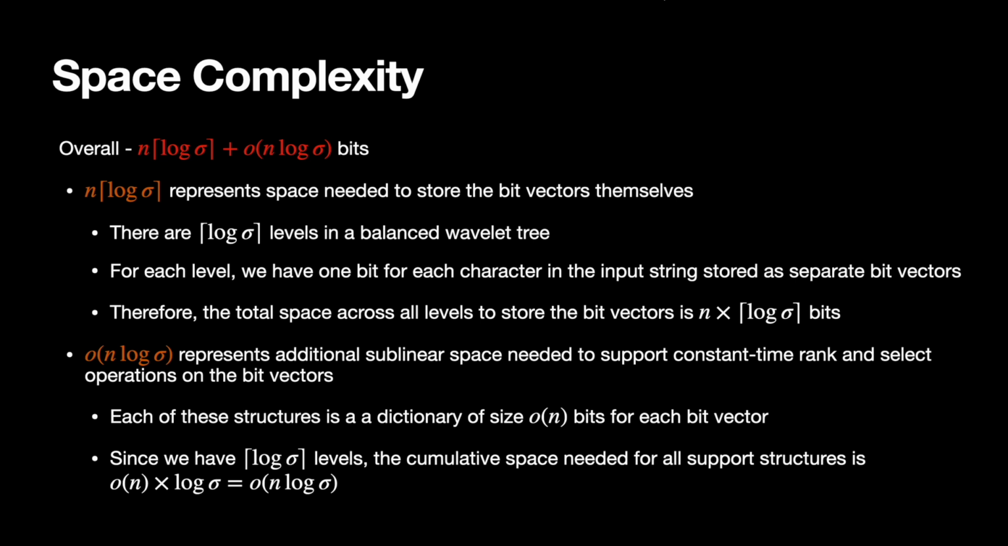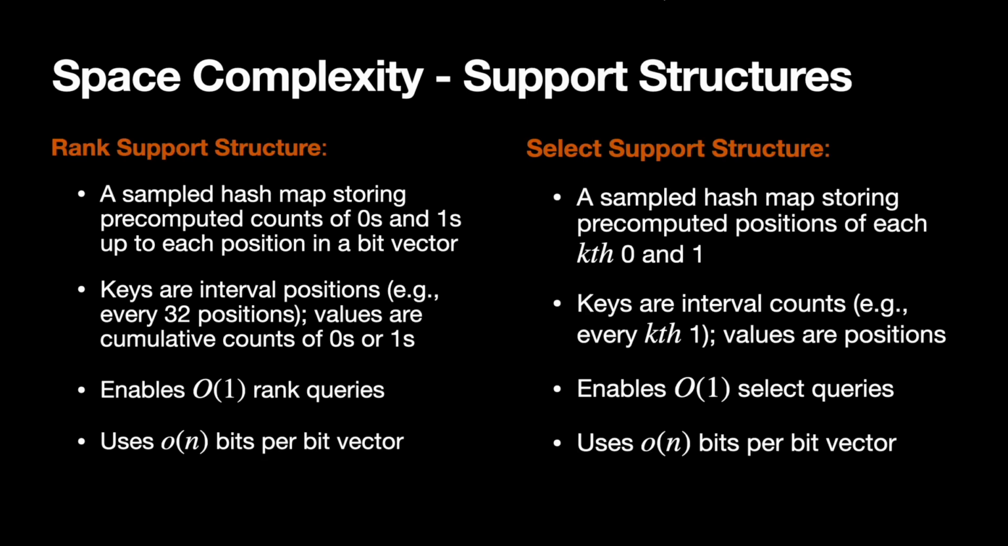The second term, little o of n log sigma, represents additional but sublinear space needed to support constant time rank and select operations on the bit vectors. Each of these structures is a dictionary, essentially, of size little o of n bits for each bit vector. Since we have the ceiling of log sigma levels, the cumulative space needed for those support structures is little o of n times log sigma, for an overall space complexity of O of n log sigma.